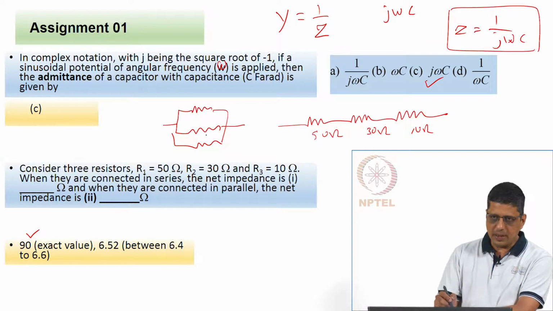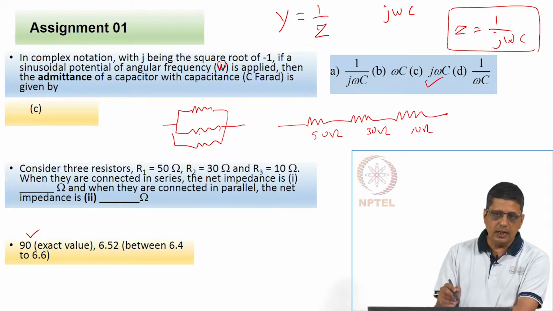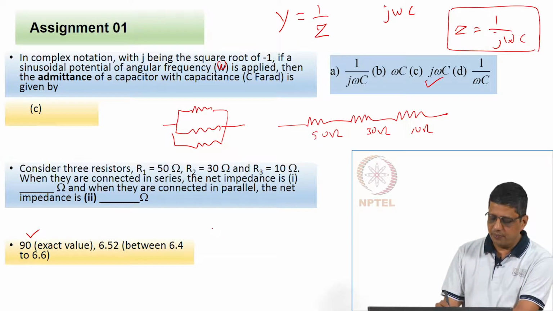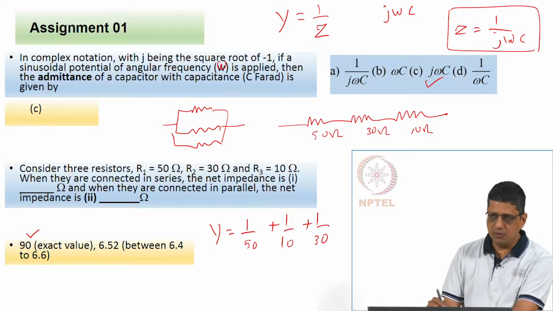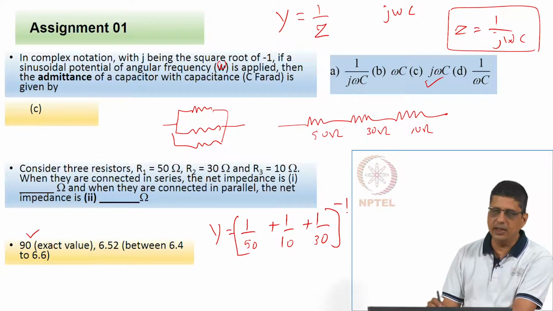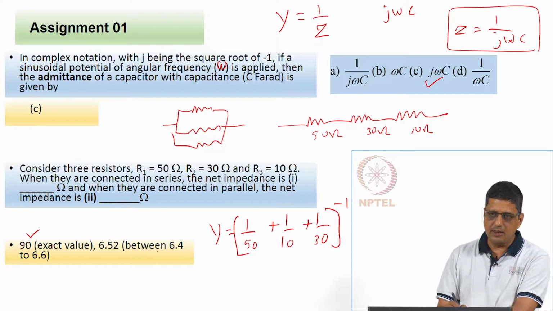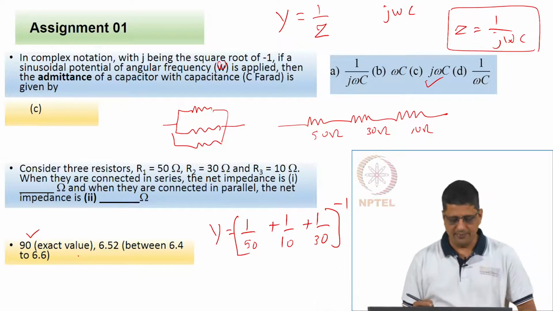When they are arranged in parallel, you have to add the admittance of each of these elements to get the total admittance. That means 1 by 50 plus 1 by 10 plus 1 by 30 would give us the total admittance, and if I take inverse of that, it will give us the total impedance. So, that value is going to be 6.5. So, if you write somewhere between 6.4 to 6.6, you should get the full credit.